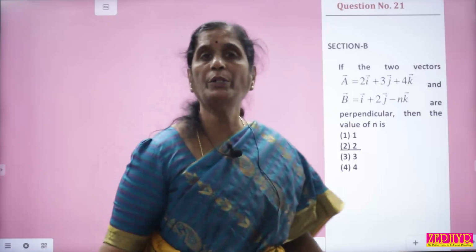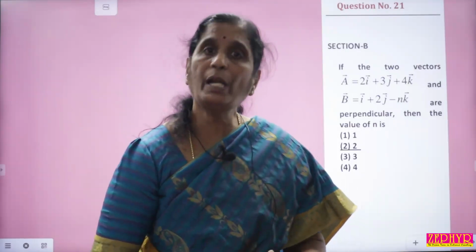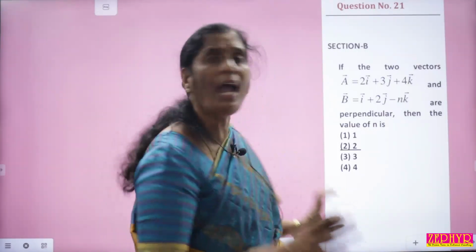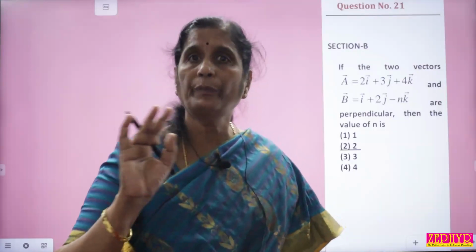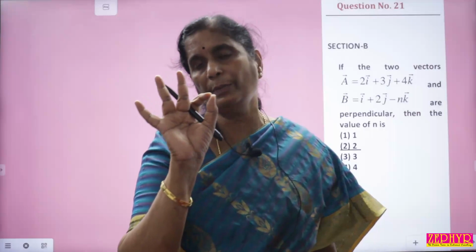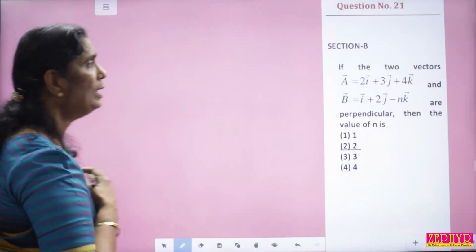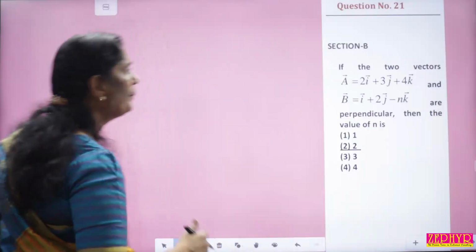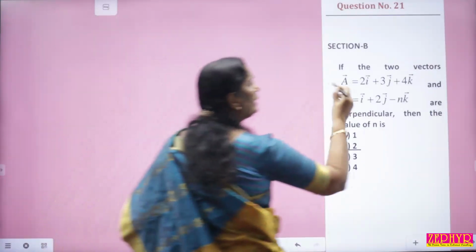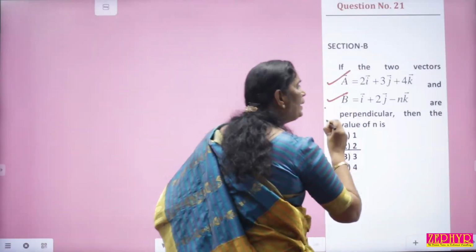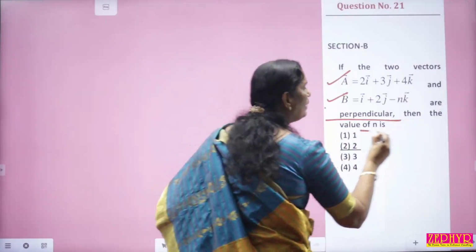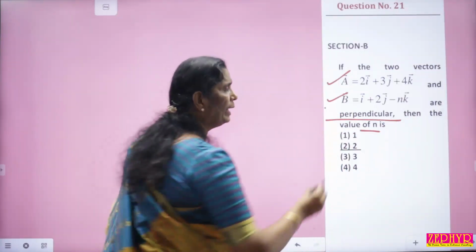Hello students, now we are going to do the second section, numerical questions. Generally we have to correct up to 2 decimals. Under numerical questions, we have to do only 5. So here they gave 2 vectors perpendicular to each other. Then what is the value of n? So we have to find n.